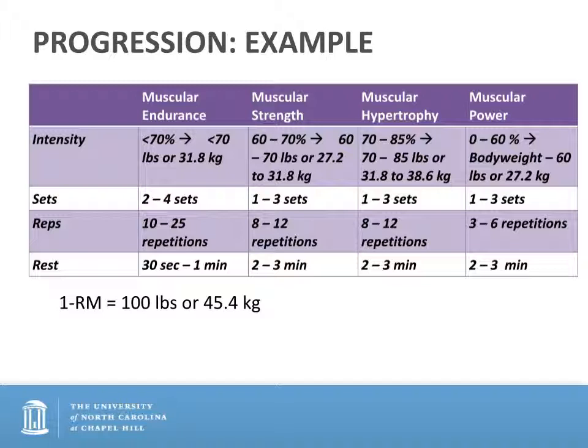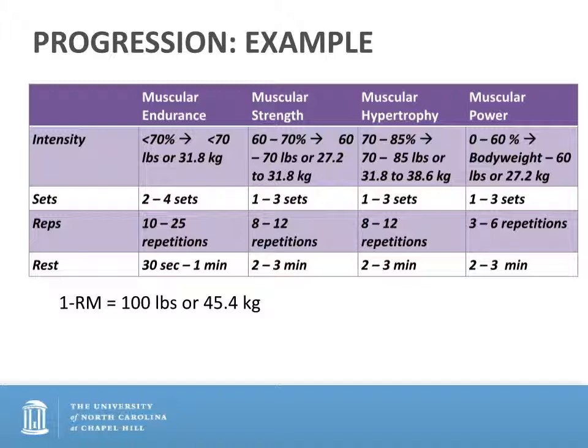So let's start with muscular endurance. The recommended intensity was less than 70% of a person's 1 RM, and that would correlate to 70 pounds or 31.8 kilograms or less. The sets would be 2 to 4 sets. A person would perform 10 to 25 repetitions, and they would rest 30 to 60 seconds.